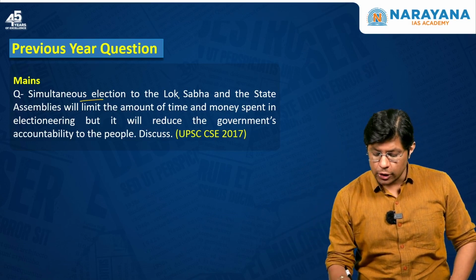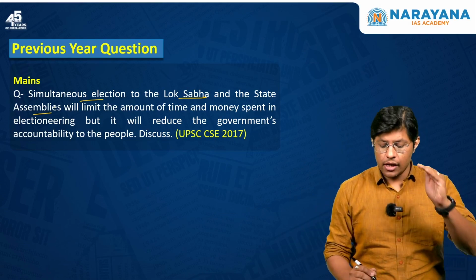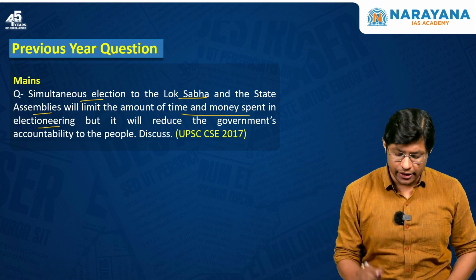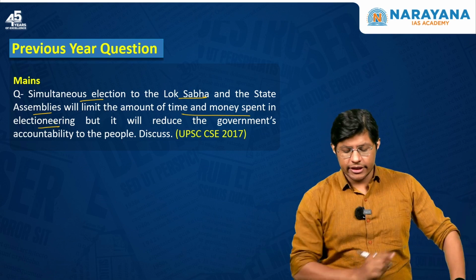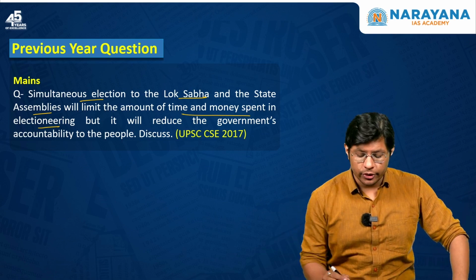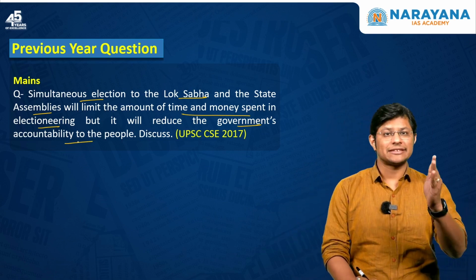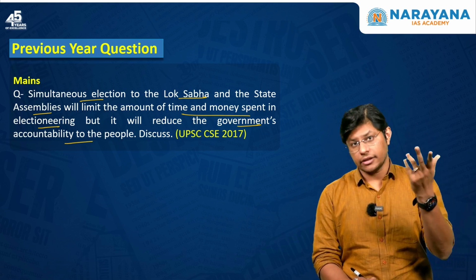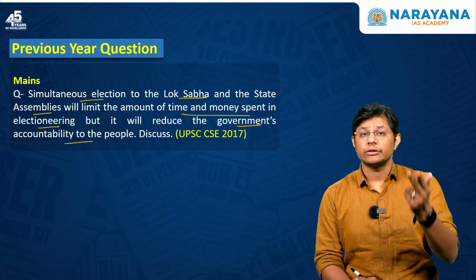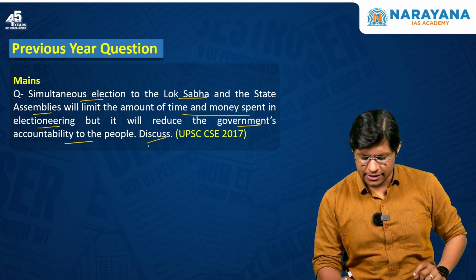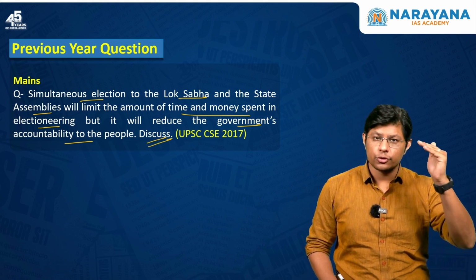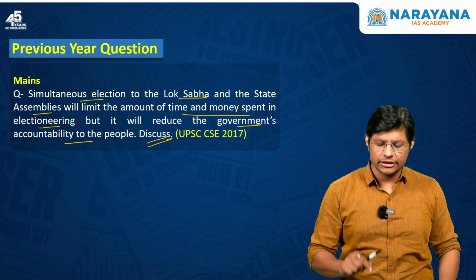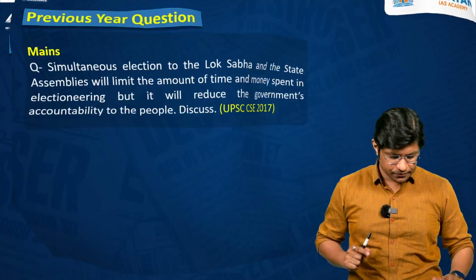Simultaneous elections to the Lok Sabha and the state assemblies will limit the amount of time and money spent in electioneering, but it will reduce the government's accountability to the people. So the plus side is it reduces money, it saves money. The other negative side is that it will reduce the government's accountability. Discuss. So once we go through the topic, I am pretty sure that you will be in a position to answer this question, right?